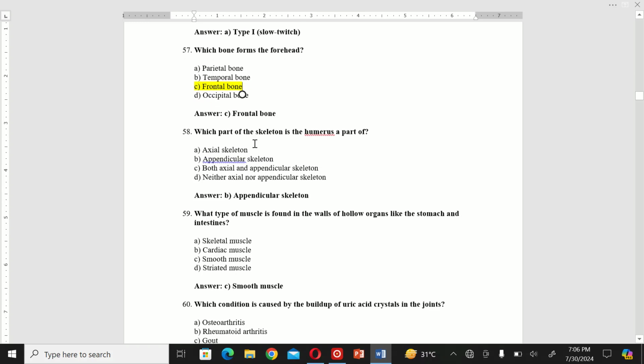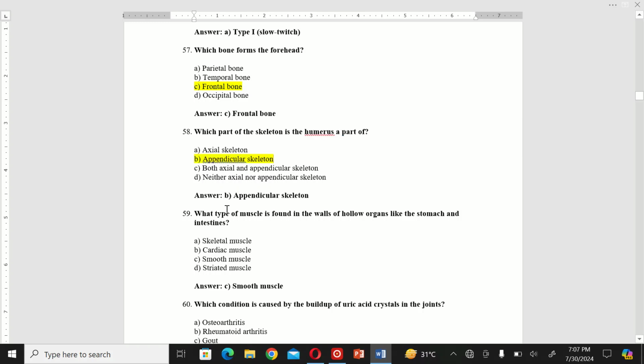The next MCQ is which part of the skeleton is the humerus a part of? A. Axial skeleton, B. Appendicular skeleton, C. Both axial and appendicular skeleton, D. Neither axial nor appendicular skeleton. So the correct option is B.